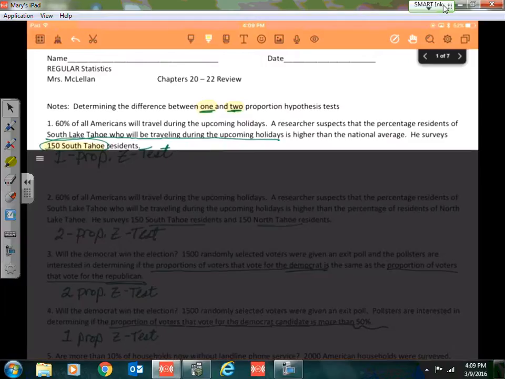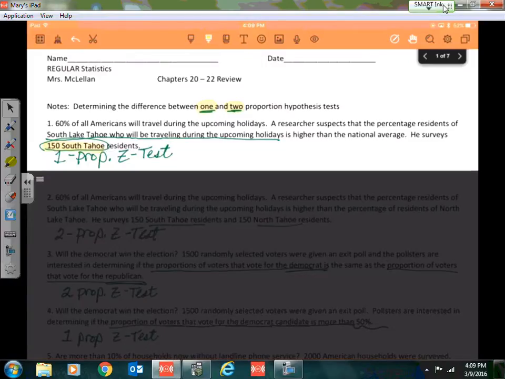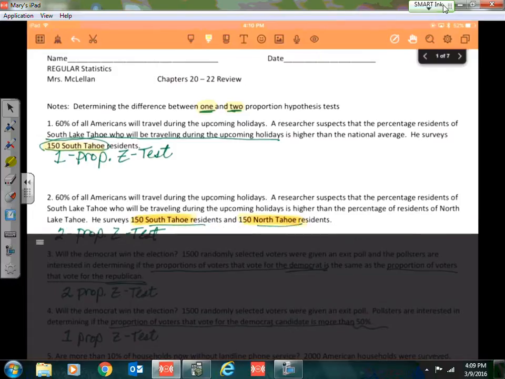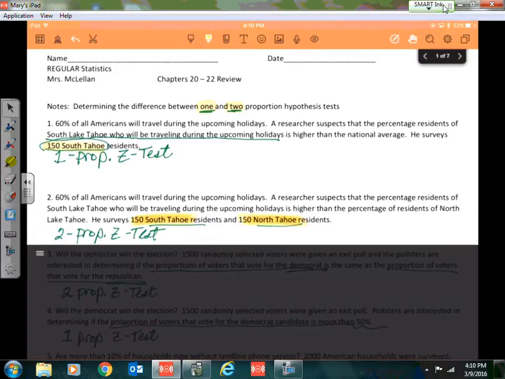So here we go. Read this first one, see what you think. To me, it looks like all they're going to be doing is looking at South Tahoe residences, and so that is what makes this a one proportion Z test. This one is very similar, but read number 2 and see if you can figure out how it is different. There he is going to be having both the South and the North Lake Tahoe residences. Therefore, that's a two proportion Z test.